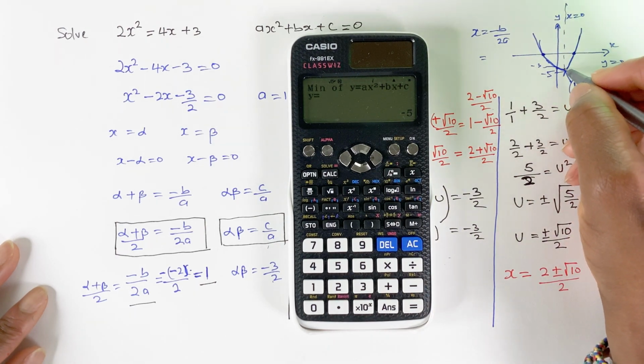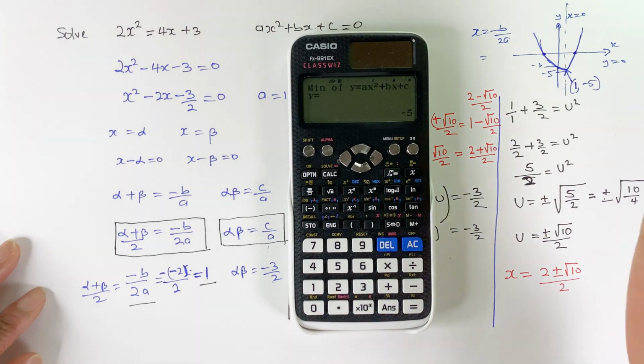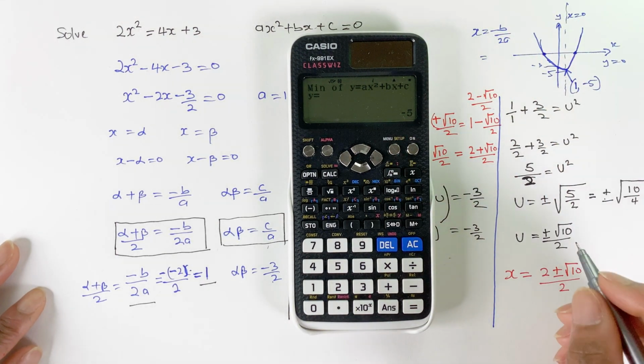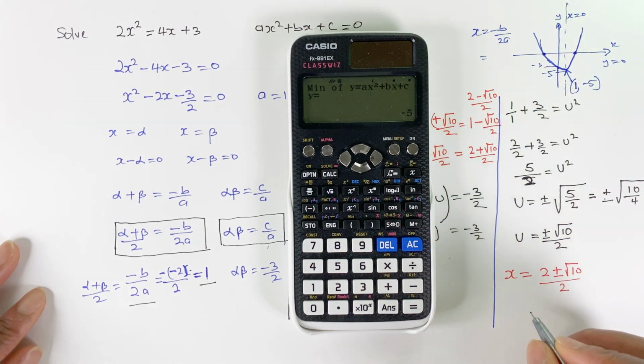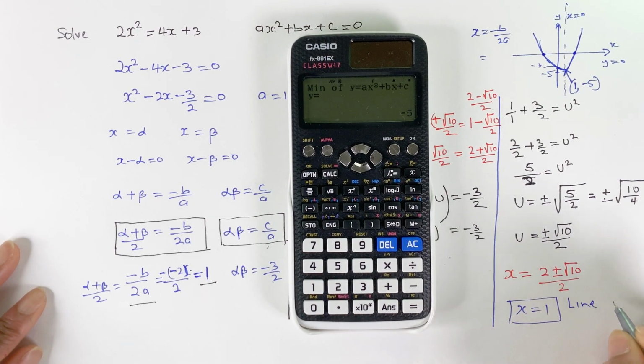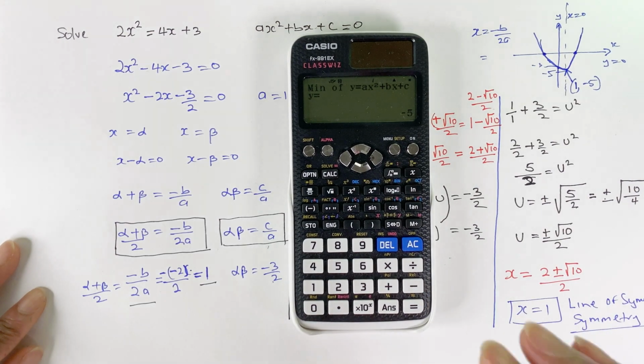So if you draw a straight line through that, that means where the quadratic is equally reflected. It's a line of symmetry. And so the line of symmetry is where x equals 1. So that's the line of symmetry. So that's the line of symmetry. x equals 1. So that's beautiful.